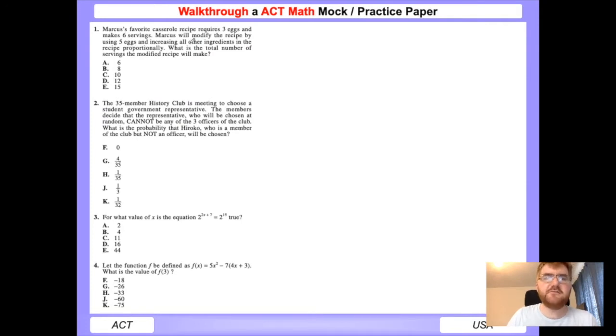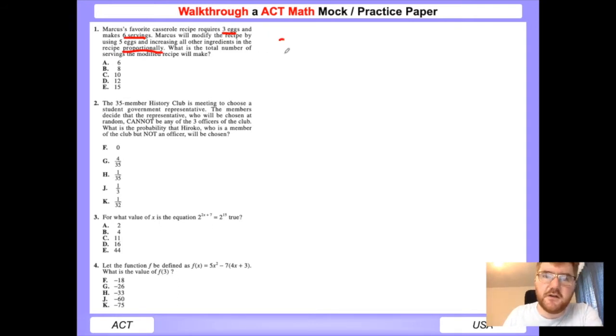So this is question number 1. Marcus's favourite casserole recipe requires 3 eggs and makes 6 servings. Marcus wants to modify the recipe by using 5 eggs and increasing all other ingredients in the recipe proportionally. So that's important. We're going to do it in the same proportion. What's the total number of servings the modified recipe will make?